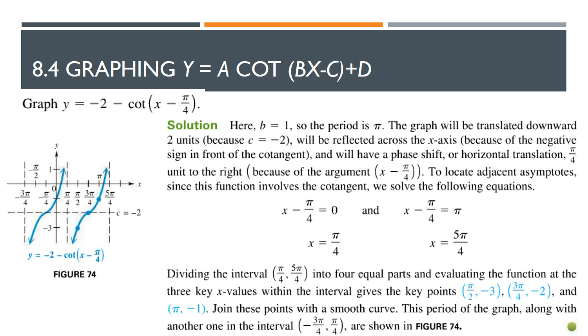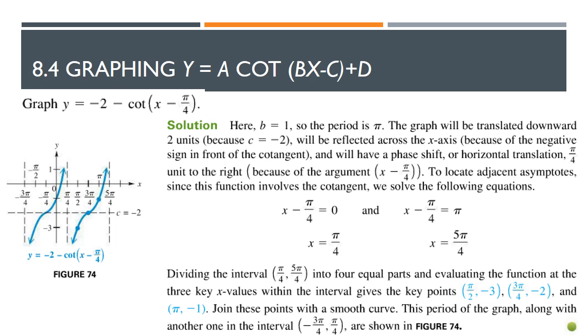Alright, so in this case, b is 1, so the period is pi. We don't have anything multiplied by the x, so the period hasn't changed. Now we know that it's going to be translated down 2 units, and it's also going to be translated right 1, and it's going to be reflected across the x-axis. That's the negative sign in front of the cotangent. So we've got a lot going on here.